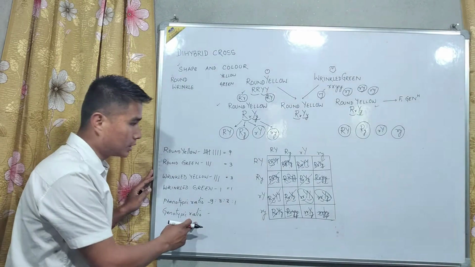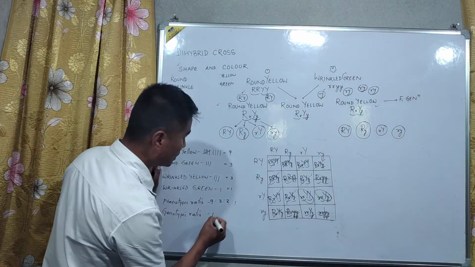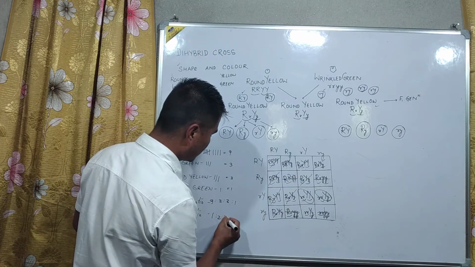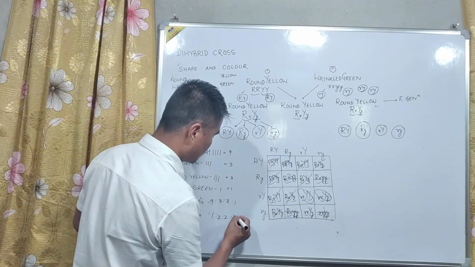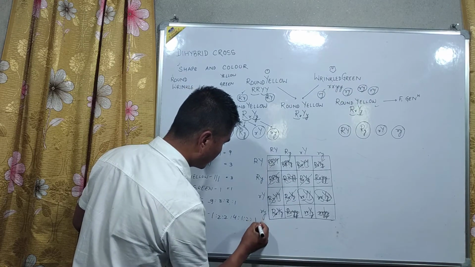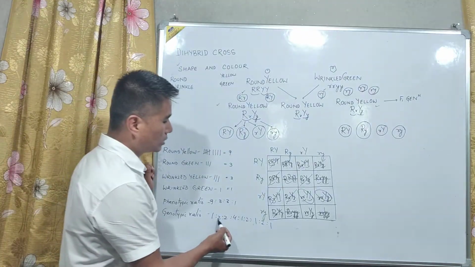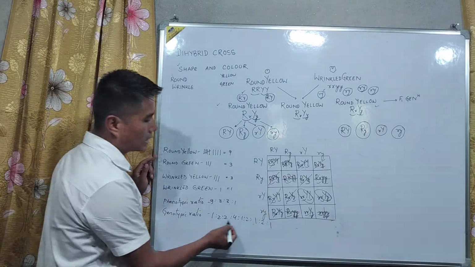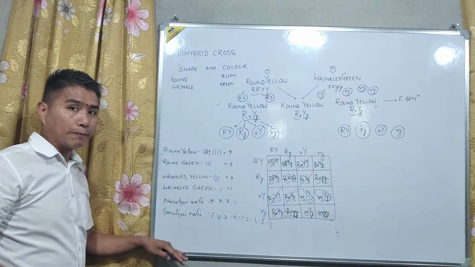Genotypic ratio: how many RRYY are there? Only 1. How many of this will be there? Only 2. How many such combinations are there? There will be 2. How many such combinations will there be? It will be 4. 1, 2, 3, 4. So the genotypic ratio will be 1:2:2:4:1:2:1:2:1. So that means this is 5 for 9, 10, 11, 12, 13, 14, 15, and 16. So this is the genotypic ratio.